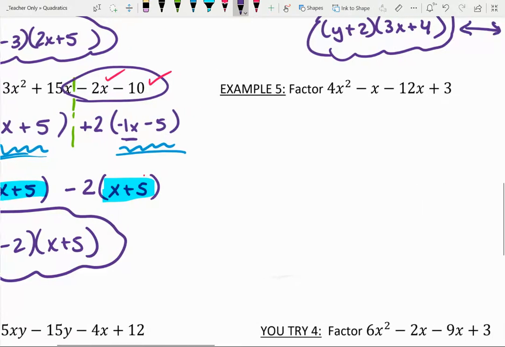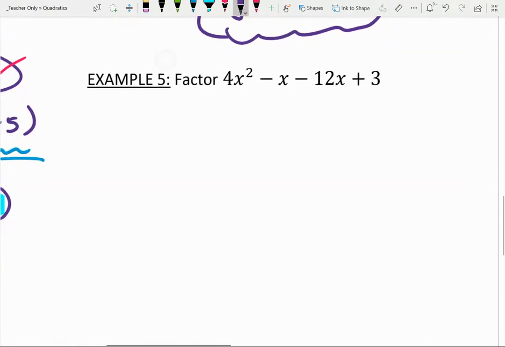So let's take a look at example 5. Again, split this in half. So 4x squared minus x has the greatest common factor of x. And so when I take an x out of 4x squared, I'm left with 4x. When I take x out of negative x, I'm left with negative 1. Be careful, remember it is a negative 1 there, not a 0, not a blank, or just a minus sign.